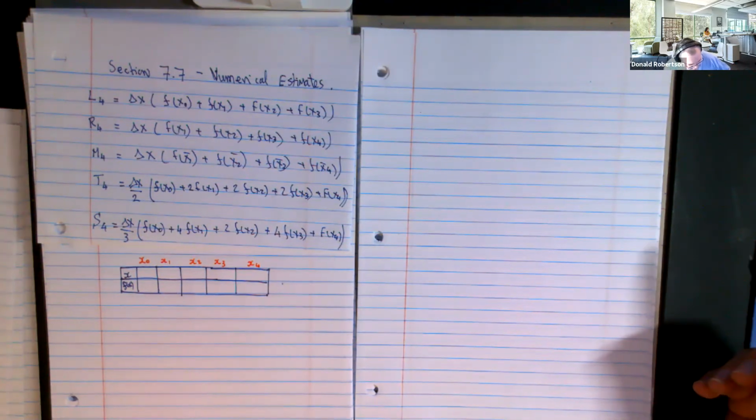So here's my first one. Suppose you had this function between 1 and 2. It's not unlike one of the 4 homework questions from 7-7. There's only 4 of them, but there is a lot of work in each of those questions. We're going to find L4, R4, midpoint 4, trapezium 4, and finally Simpson's 4.